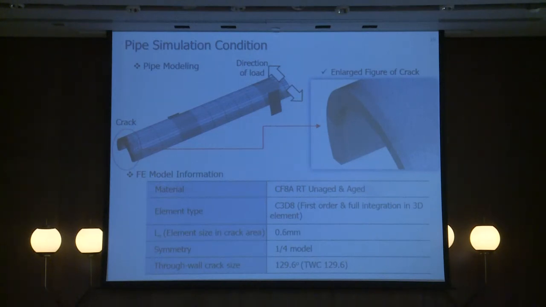This is the modeling of the pipe here. For the pipe modeling, I applied the C3D8 element in Abaqus, which is a first order, full integration 3D element. And I used the 0.6 millimeter element size in the crack propagation area. For the symmetric option, I applied the quarter model, and I used a through-wall crack size of 129.6 degrees.